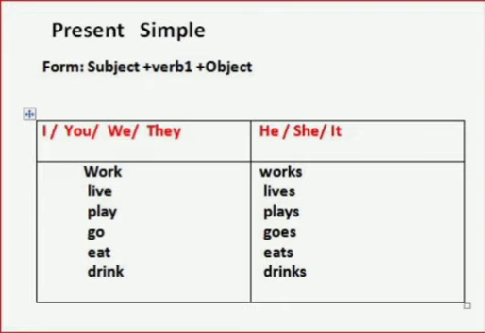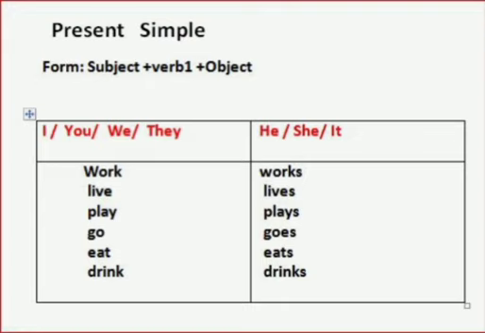Okay, so let's see. I work, you work, we work, they work. But the same sentence when you are writing with he, she, it, the verb is changing with the s. Okay, you have to add one additional s along with the verb. He works, she works, and it works. Okay, next is I live, you live, we live, they live. Okay, and he lives, she lives, and it lives.